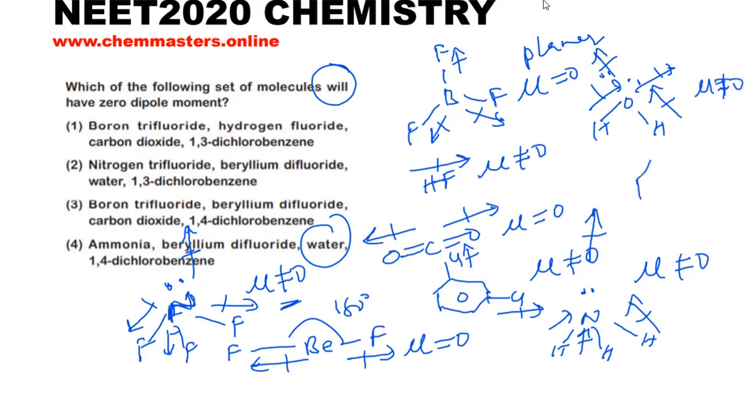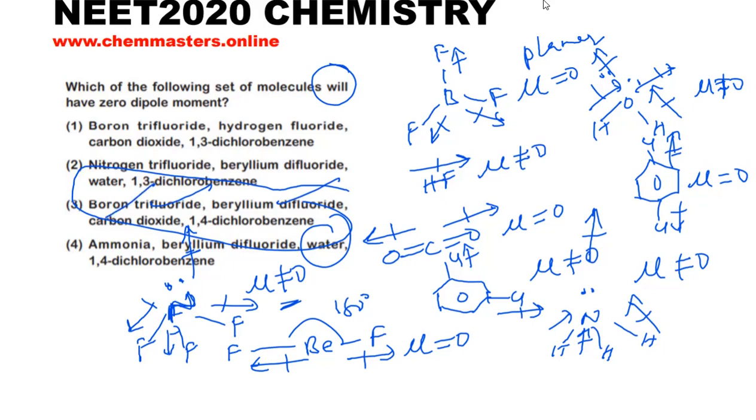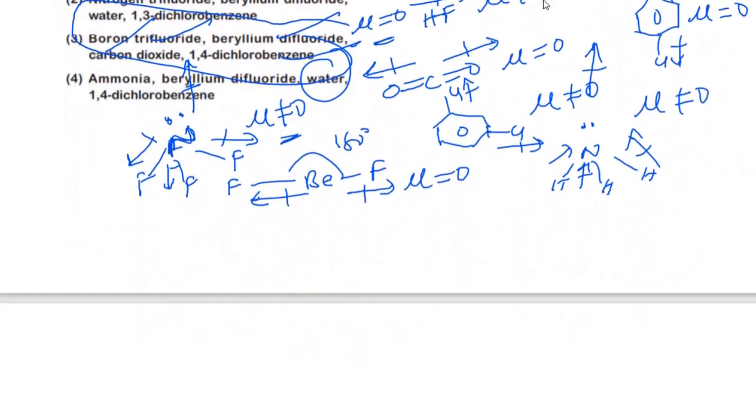And now we have 1,4-dichlorobenzene. In this the vectors are cancelling each other. In this case mu equals 0. Okay, so from all this analysis we can simply conclude that the third option is the correct one. Boron trifluoride, beryllium difluoride, carbon dioxide, and 1,4-dichlorobenzene have 0 dipole moment. Okay, right. The next question.